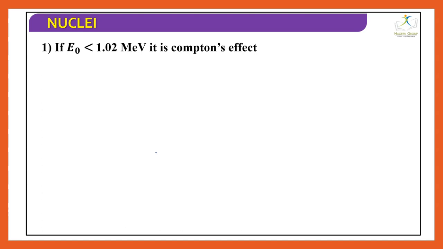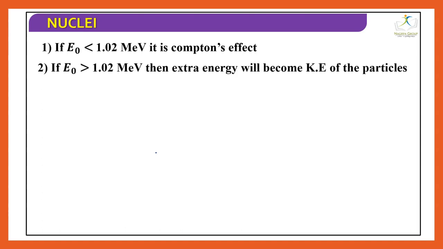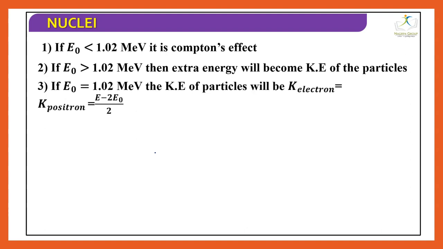If E is less than 1.02 mega electron volt, it is called the Compton effect. If E is greater than 1.02 mega electron volt, then the extra energy becomes kinetic energy of the particles. If E is equal to 1.02 mega electron volt, the kinetic energy of the particle will be K electron equals K positron, which equals E minus 2 E naught by 2.